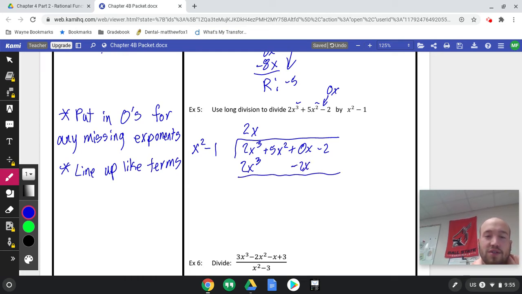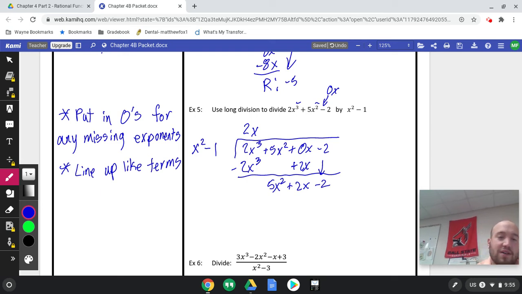Now, once again, we change our sign. So minus, that becomes plus. Add down, those will cancel at the beginning. The 5x squared just comes down. We get plus 2x, and go ahead and drop that negative 2.